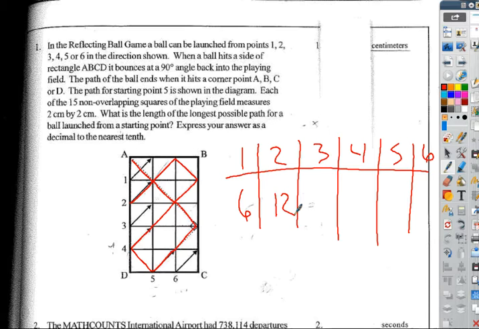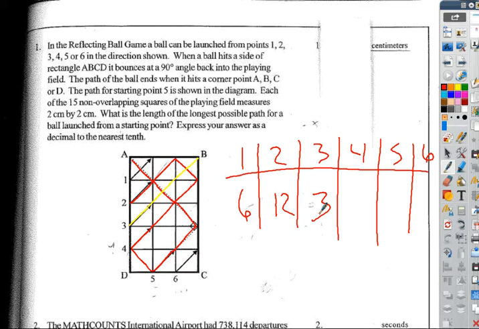And then for number 3, I won't erase it this time. Oh, okay, yeah, that works. So for number 3, you go over 1, 2, 3. So that would just be 3.